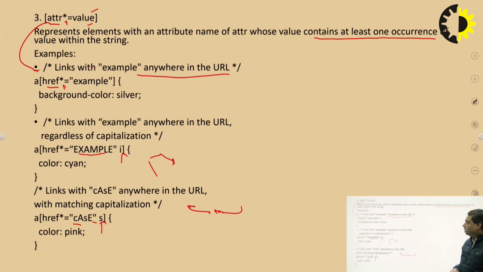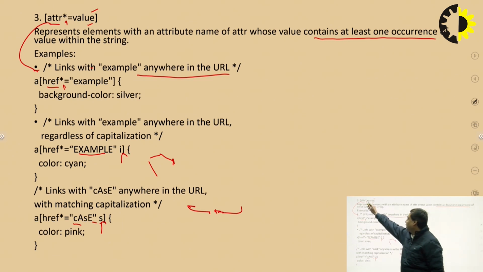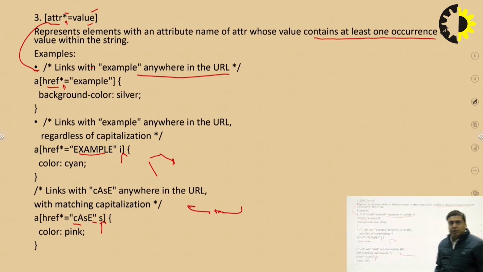So the third rule is where we are using the star. In summary, star represents that whatever value you have given must be present at least one time. That is, at least one occurrence of the value must be present in the string which is given in the href.